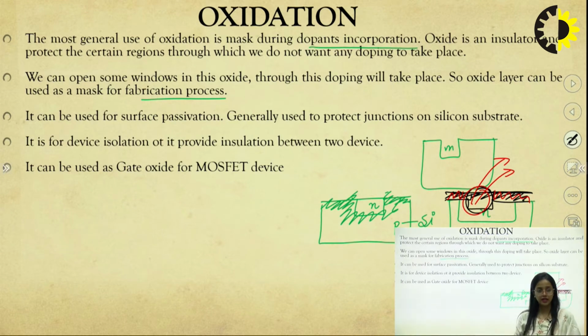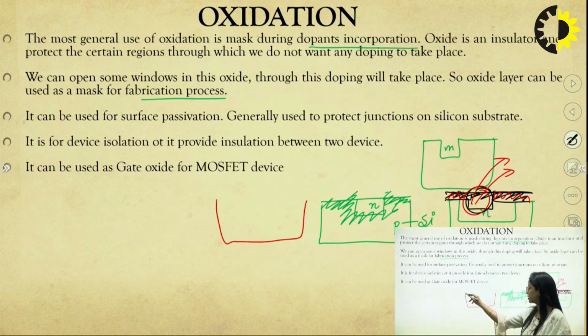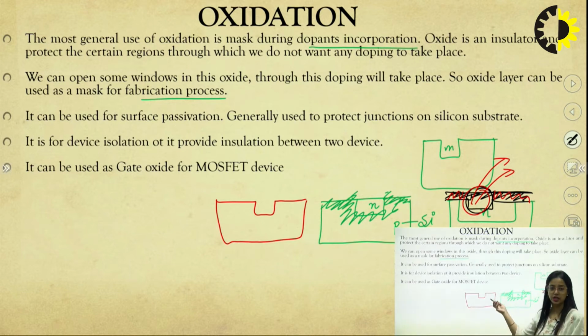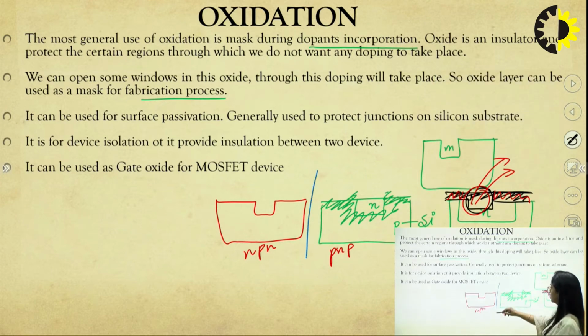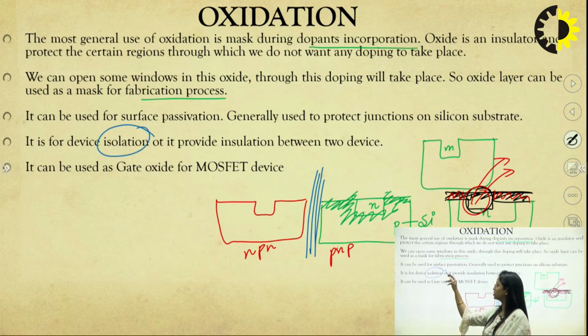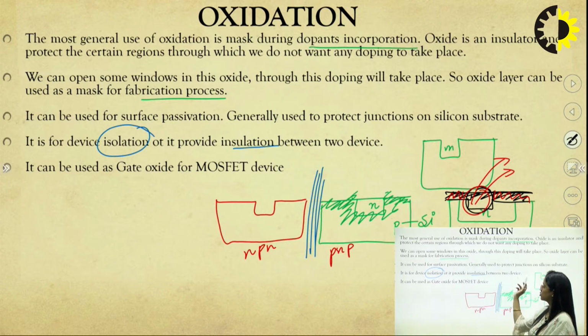Now, it is also used for device isolation, so it provides insulation between two devices. What is actually happening? Let's say we have two devices next to each other, one NPN and the other PNP. So we have two BJTs next to each other, and we have to have an isolation layer in between the two. So it provides device isolation, providing insulation between two devices.